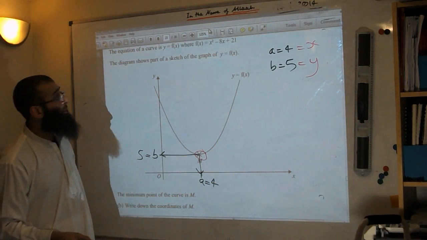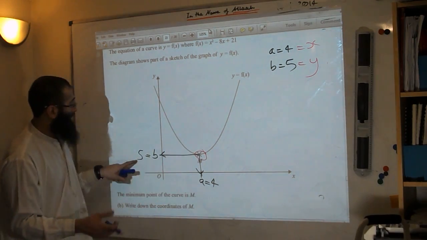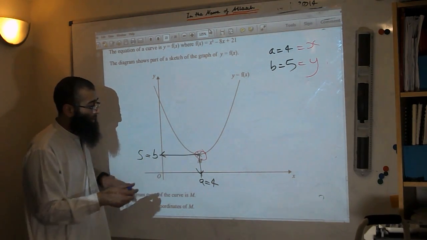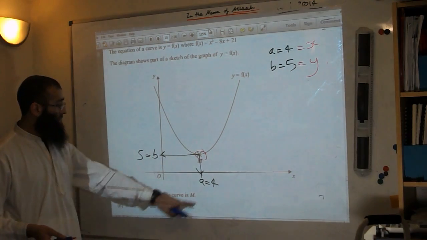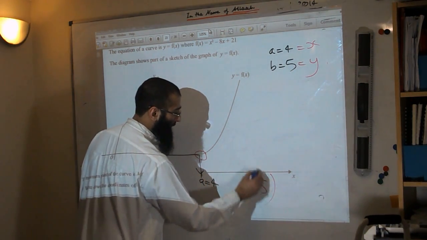X and Y. So the X value is 4 for the minimum part of the function, and the height of it is 5 for the minimum part. So 4, 5. So write down the coordinates of M, and that's the answer. Coordinates of M would be 4, 5. Done.